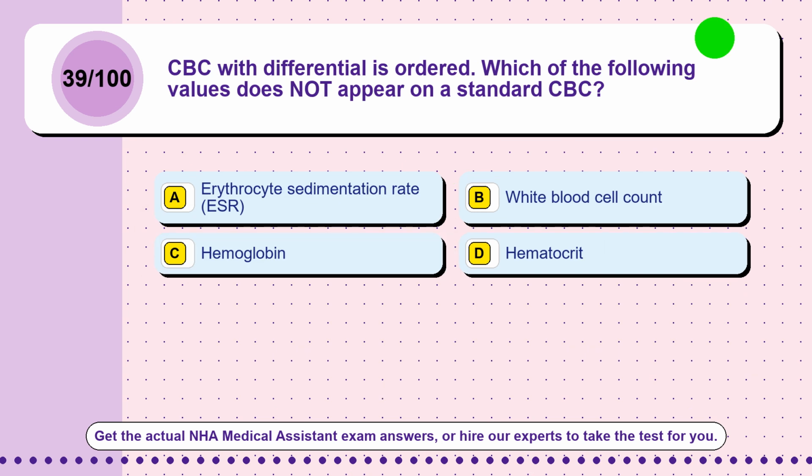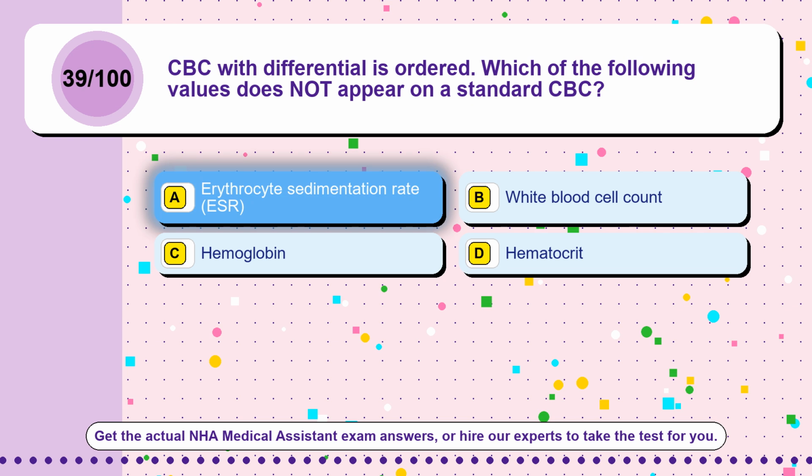Question 39. What is the liquid portion of an anticoagulated, centrifuged blood specimen called? Option A, serum. Option B, plasma. Option C, whole blood. Option D, fibrin clot. The correct answer is option B.